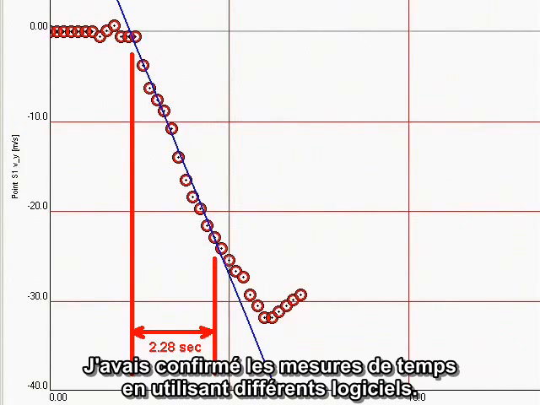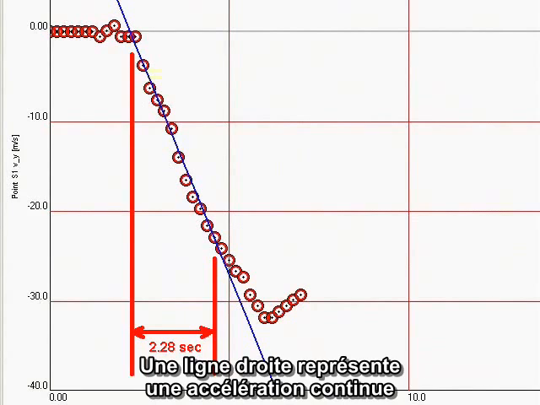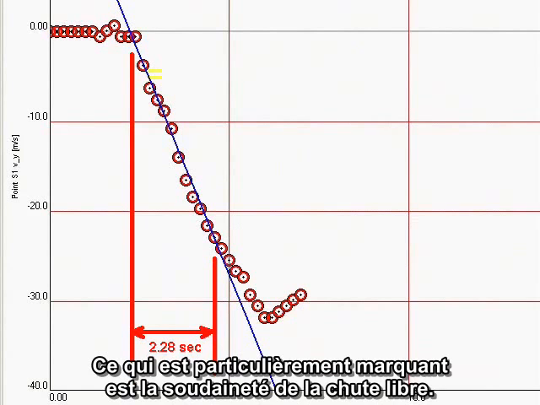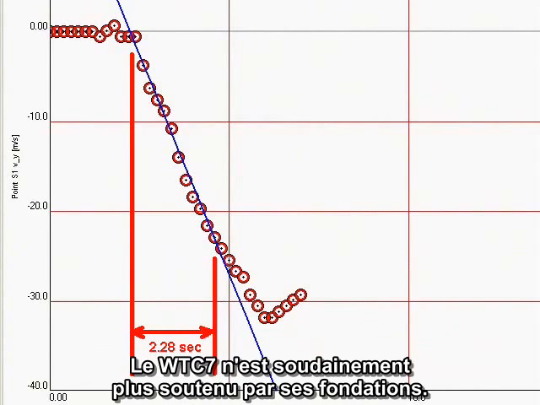I have since confirmed my measurement using a different software package. Both of these graphs plot velocity versus time. A straight line indicates constant acceleration, and the slope of the line indicates the rate of acceleration. What is particularly striking is the suddenness of onset of freefall. The acceleration doesn't build up gradually. The graph simply turns a corner. The building went from full support to zero support instantly.